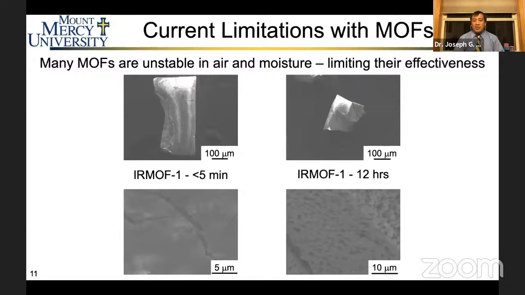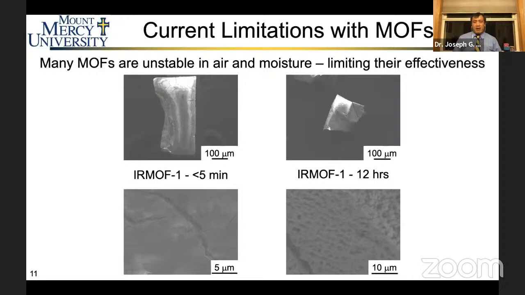Many MOFs are unstable in air and moisture. Many of the MOFs that we are intrigued by, especially the more porous ones, are the ones that are unstable. And if they're unstable, they cannot be crystalline, as these electron microscopy images show you. When they're not crystalline, those pores close, and then their applicability goes down.